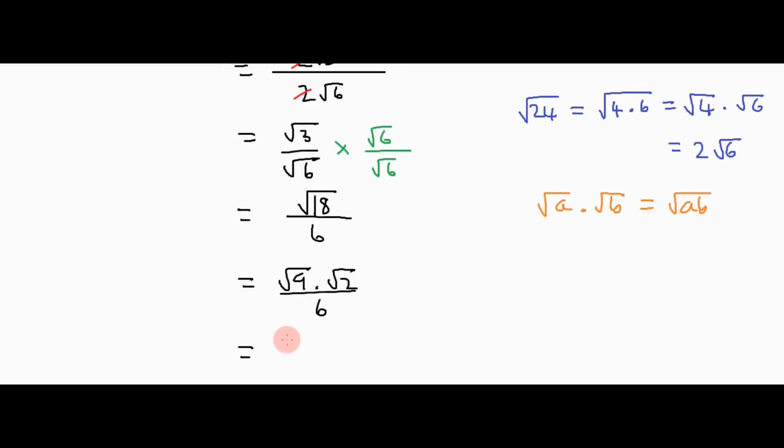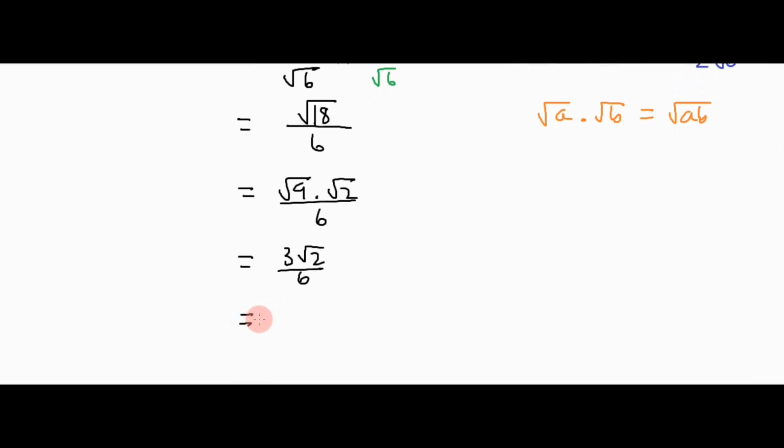And the square root of 9, of course, is 3. So we have 3 root 2 over 6. And 3 into 6 twice. So it all reduces to the square root of 2 over 2.